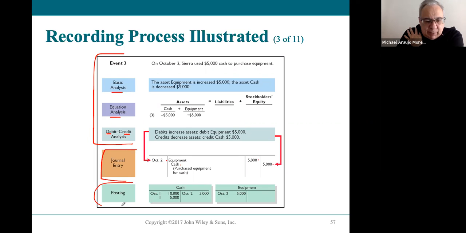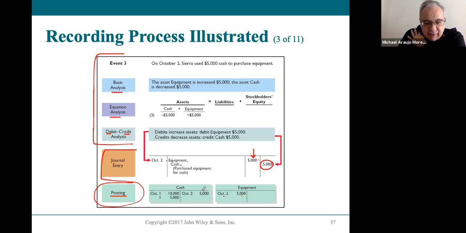So after that, we have to post it in the ledger. Again, these are separate pages in a very large book. At least back in the day, it was a very large book. Now it's an electronic one. So here we have a debit to equipment. So the equipment account has a $5,000 debit. So for October the 2nd, that $5,000 debit shows up in the equipment account in the ledger. Notice that the cash account in this case is credited. So we have to move this $5,000 and post it on the credit side of the cash account.